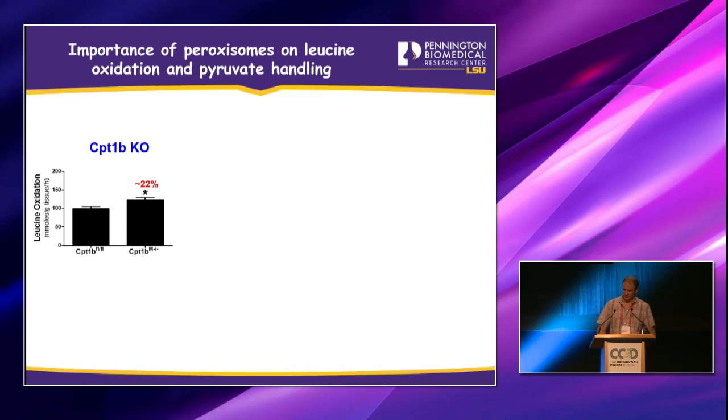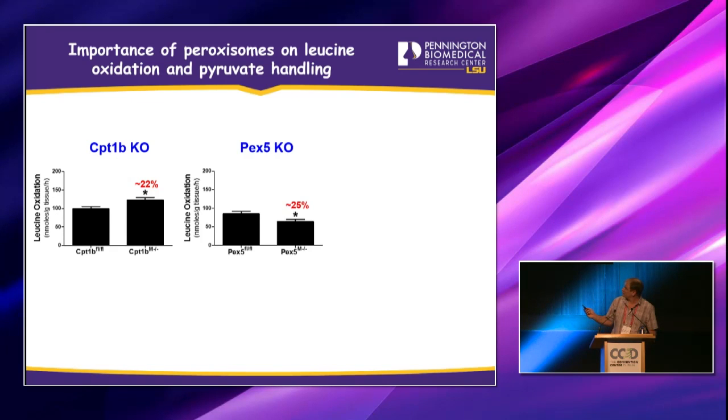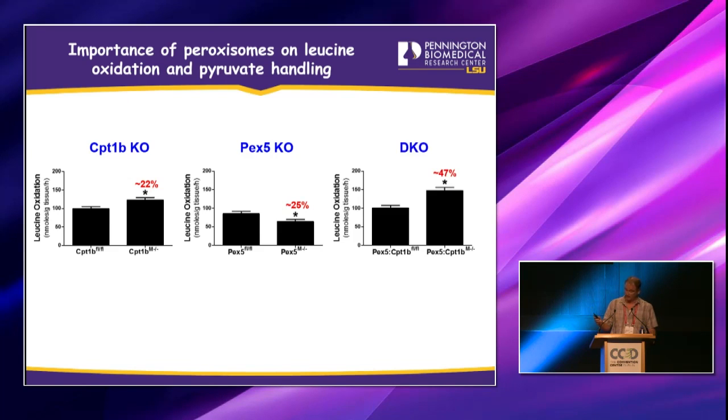So, do we see something similar in the peroxisome deficient mice? The answer to that is no. We actually see that those animals have about a 25% decrease in their capacity to utilize leucine. I think this is really interesting, but I'm going to come back to that point in just a second. So naturally, what happens in our double knockout mice? The question would be, do these effects wash each other out? The answer to that is, once again, no.